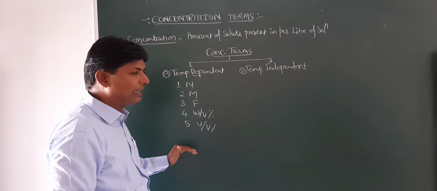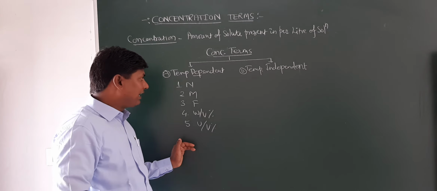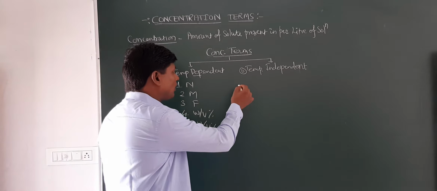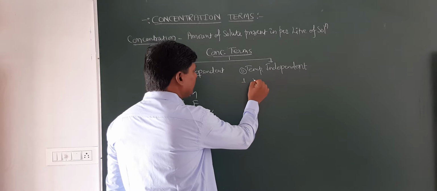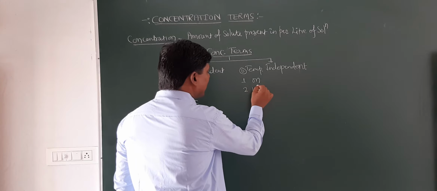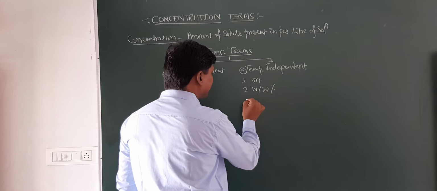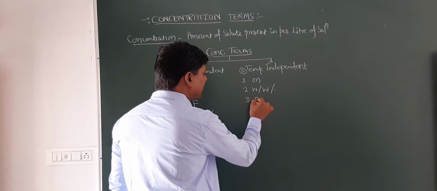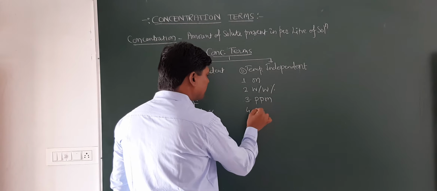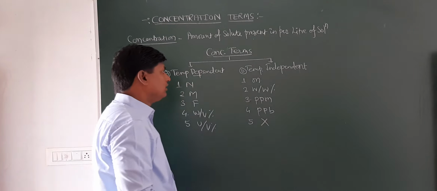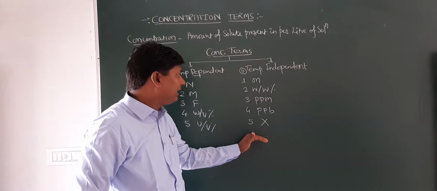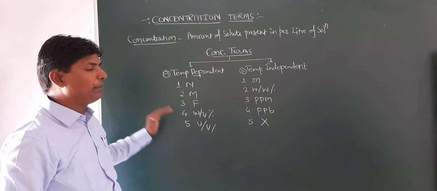Why are they temperature dependent? I will explain it later. And the temperature independent units are molality, mass percentage, third is ppm, fourth is ppb, and fifth is mole fraction. So these are the temperature independent units and those are the temperature dependent units.